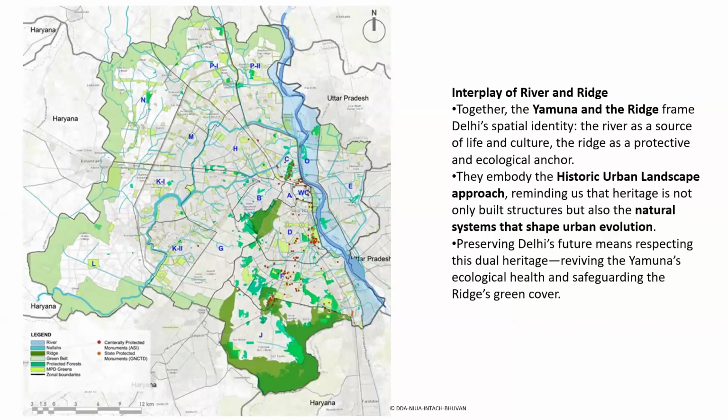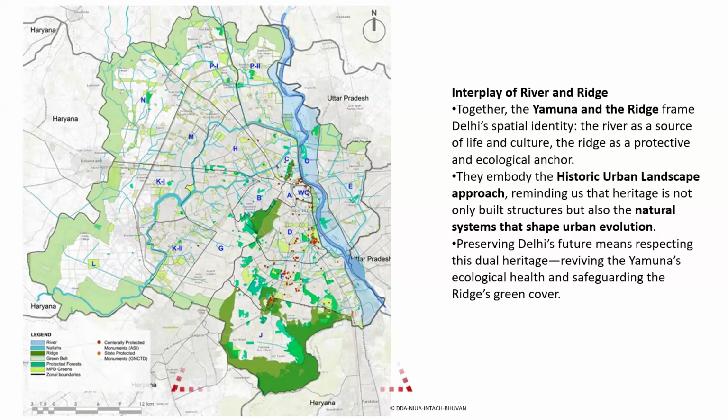Moving on, coming to the interplay of the river and the ridge, which has played a crucial part in what we call the heritage system of Delhi ever since. Together, the Yamuna and the ridge frame Delhi's spatial identity, the river as a source of life and culture, and the ridge as a protective and ecological anchor. The historic urban landscape approach reminds us that heritage is not only built structures but also natural systems that shape the urban evolution of Delhi.